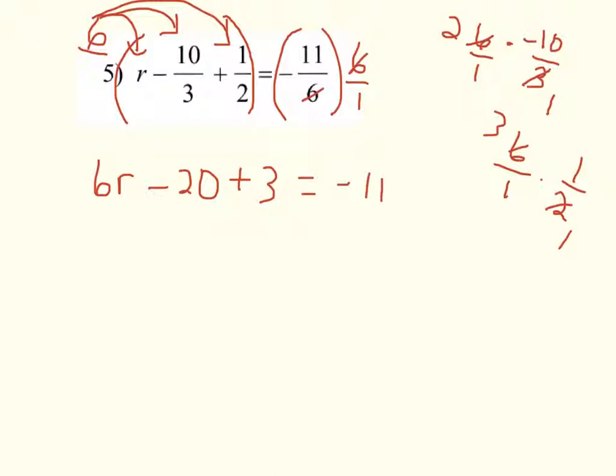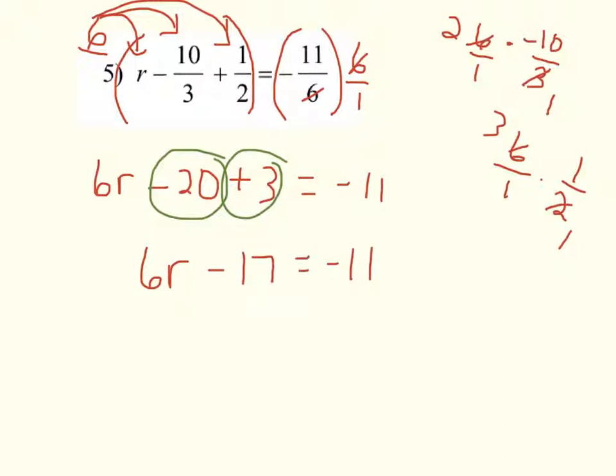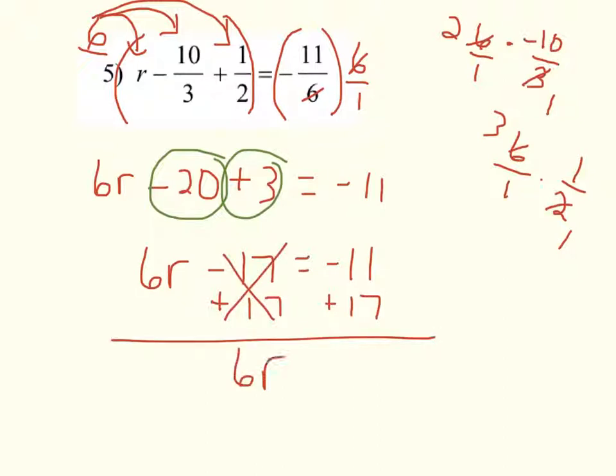Now I have to combine like terms. My like terms would be the negative 20 and the positive 3. That makes negative 17. So I have 6r minus 17 equals negative 11. Now I have a two-step equation, so I just add 17 to both sides. That cancels, and I get 6r equals 6. If I divide by 6, I see that r is equal to 1. There we go. It's a pretty simple equation once you get rid of the fractions.